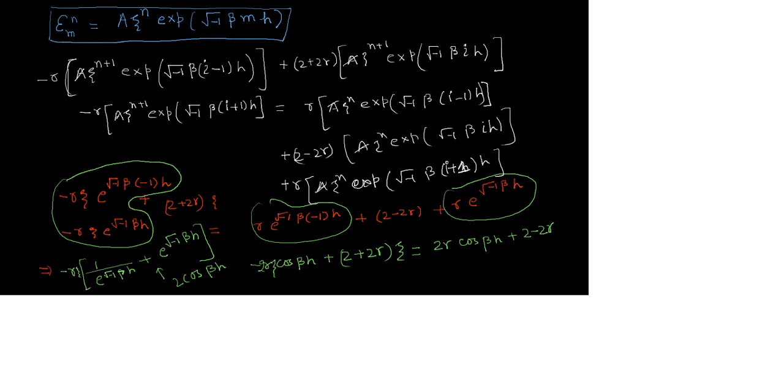So if we calculate ζ from this, ζ is coming as 2r cosine β h plus 2 minus 2r divided by 2r minus 2r cosine of β h plus 2. So this is the ζ that we are getting.